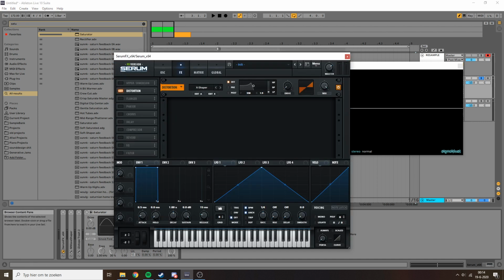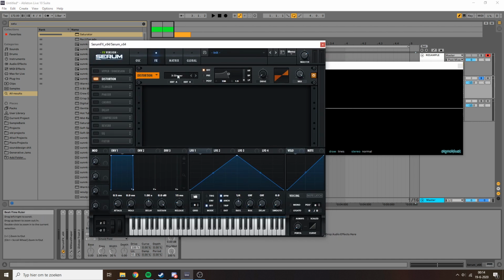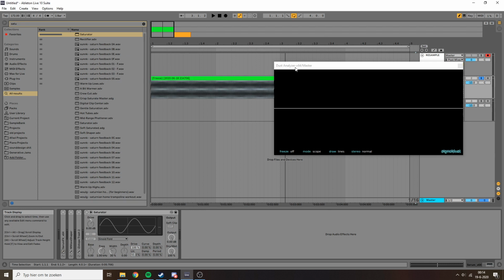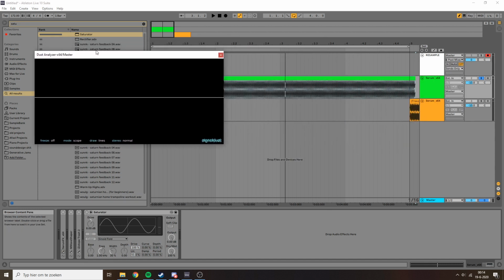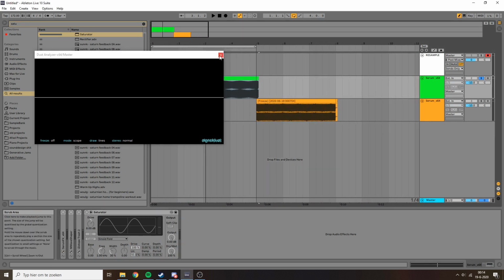Another plugin you can use is Surreal's Distortion. All sorts of cool algorithms. So at this point, you might be thinking, okay, cool, I can use wave shaping to turn sine waves into square waves and other types of waveforms.